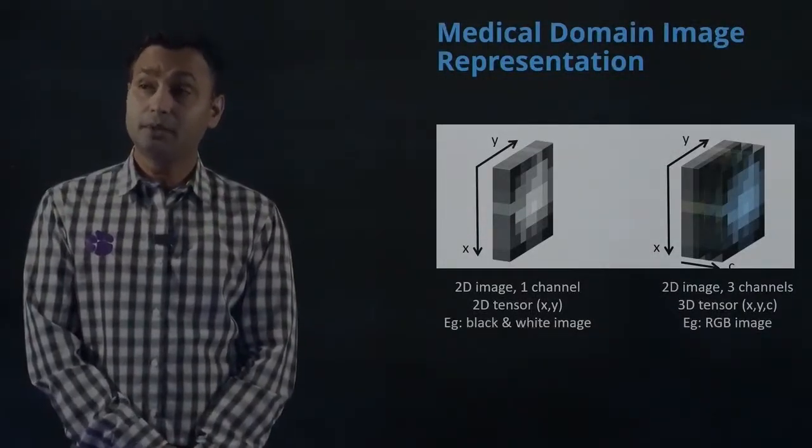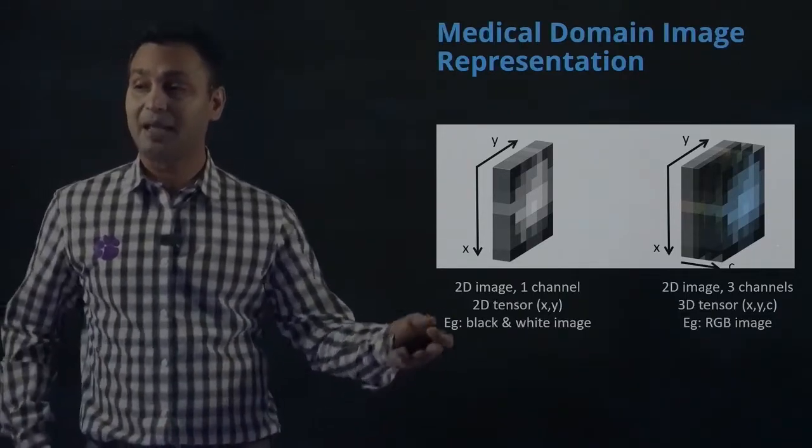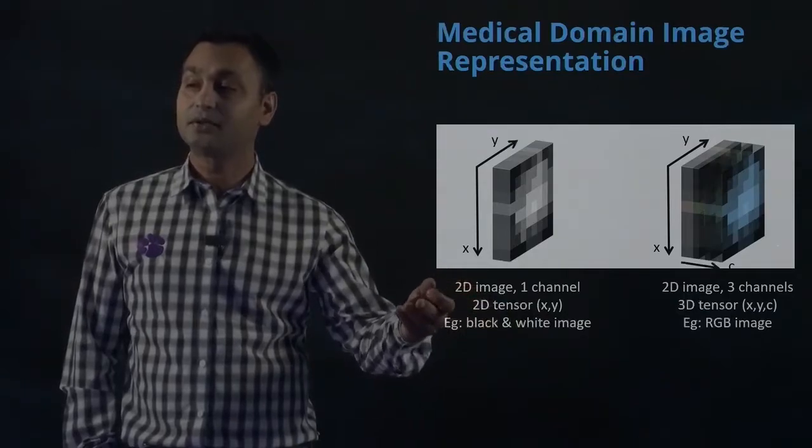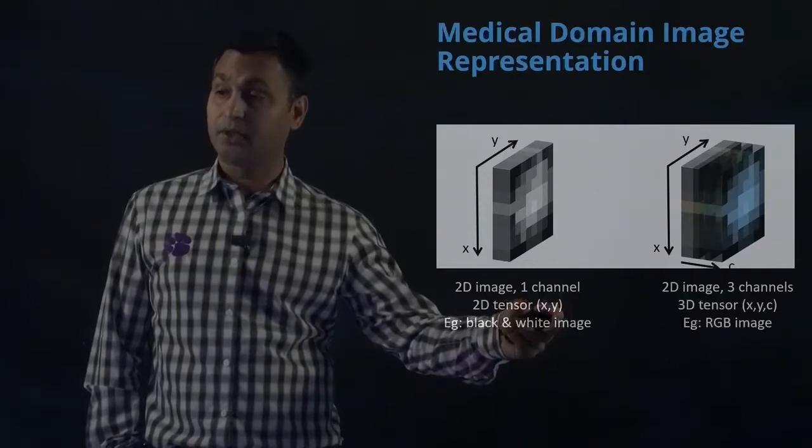Those could be the medical domain images that you can use, right? So obviously in the medical domain, you can have an image which is black and white. In that case, you will essentially have a 2D image and a single channel, so you can represent that by your matrix of XY.